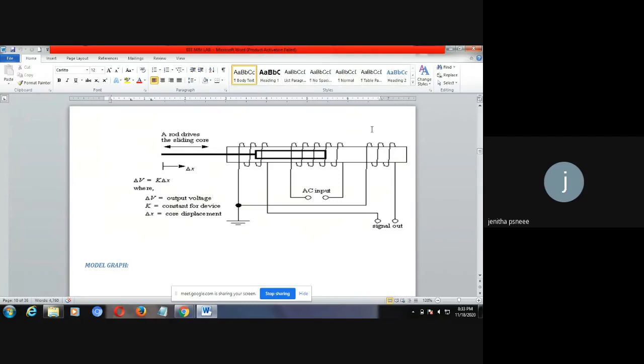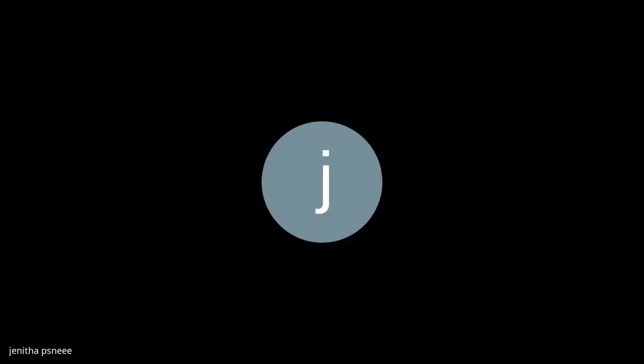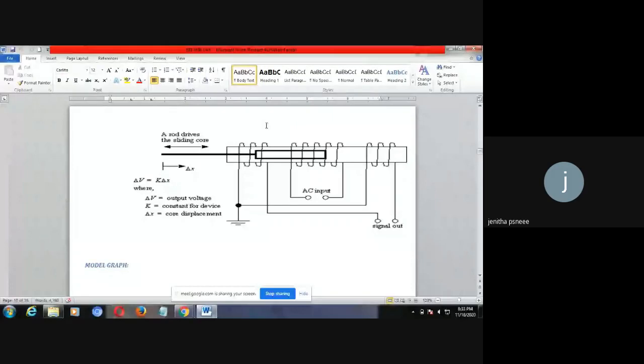Okay, so if the rod comes under S1, what will happen? The induced EMF in S1 will be more compared to the induced EMF in secondary winding S2. Okay, so the difference will be ES1 minus ES2, isn't it? If you take the difference of both, you will get some result. That will be the output voltage.